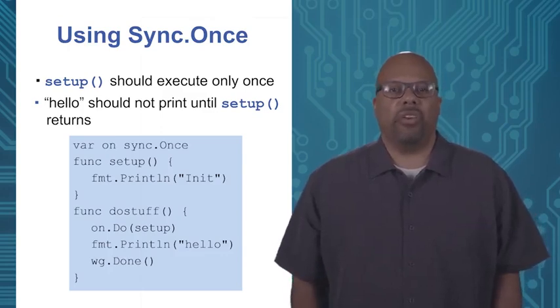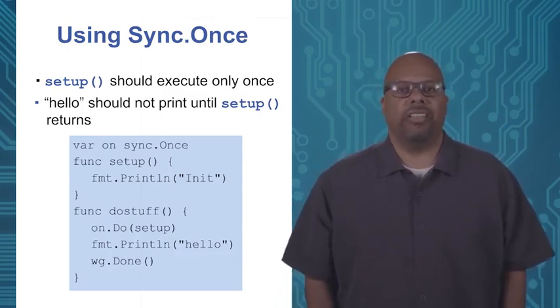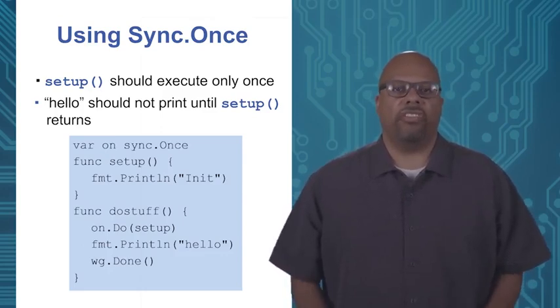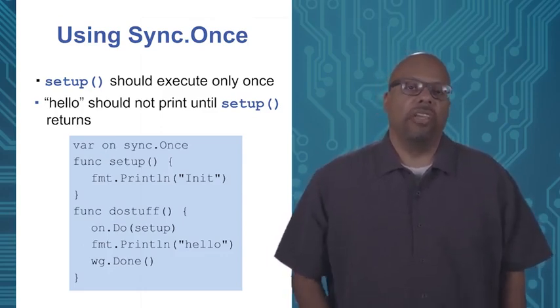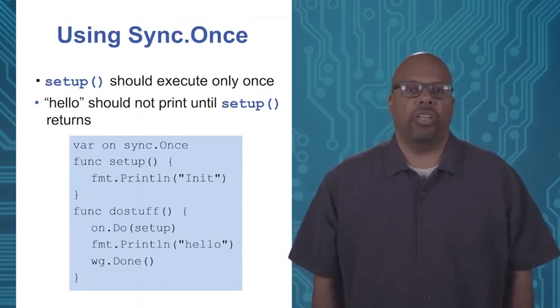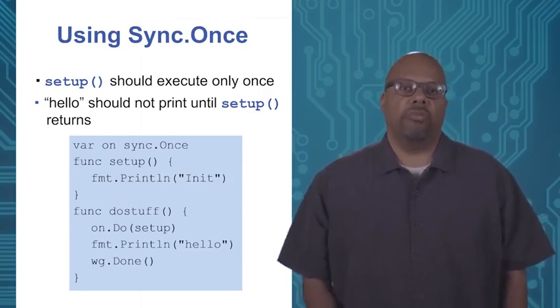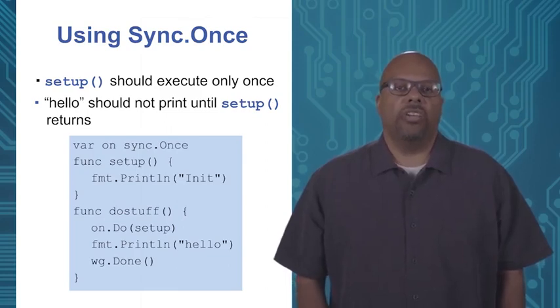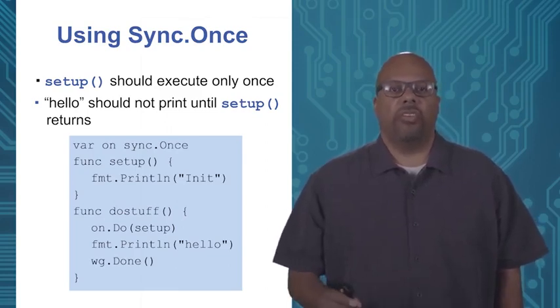Now this could be whatever I want it to be. In this case, I just had it print init just to do something, okay? But you can have any sort of initialization operations in there that you want. So setup is a function that we want to have happen once. Now func doStuff down below is what's being executed by each one of the Go routines.